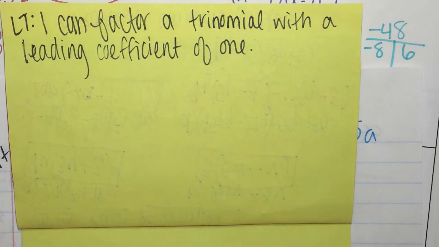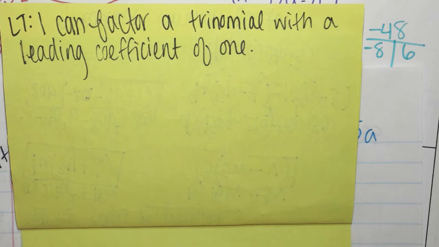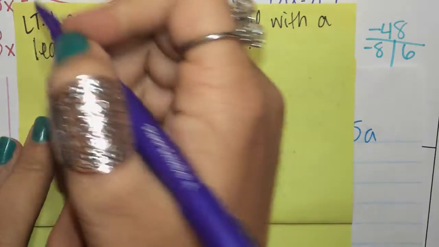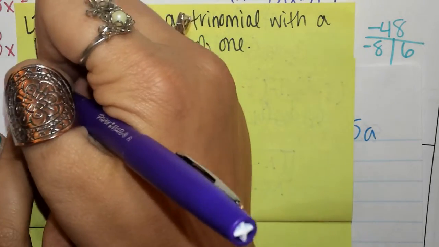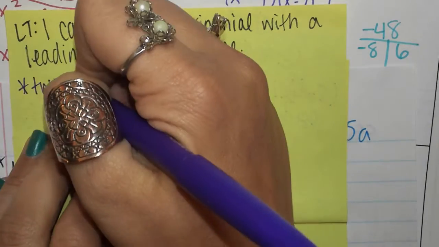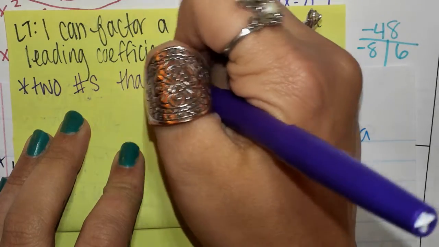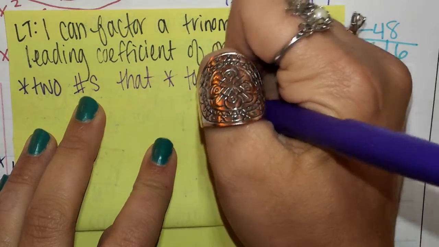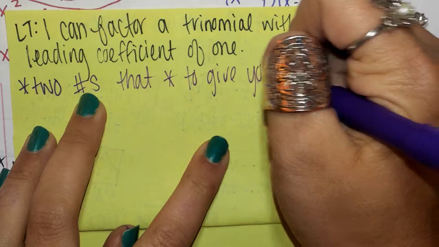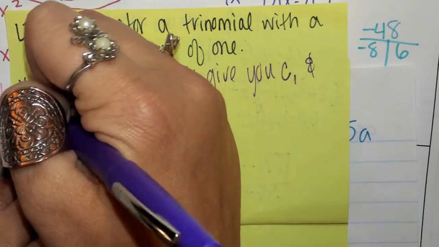So we need what? A table. You gotta have a table to find your factors. Stop. So we need two numbers that multiply to give you C and add to give you B. Yes.